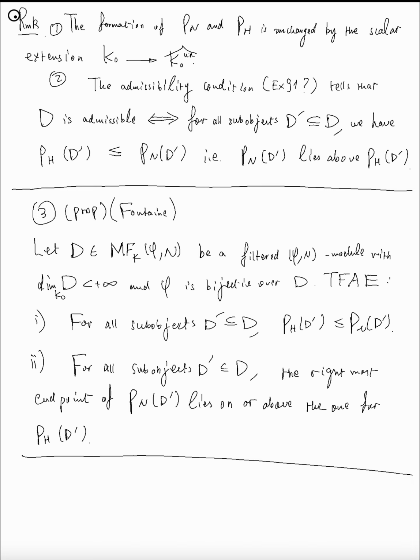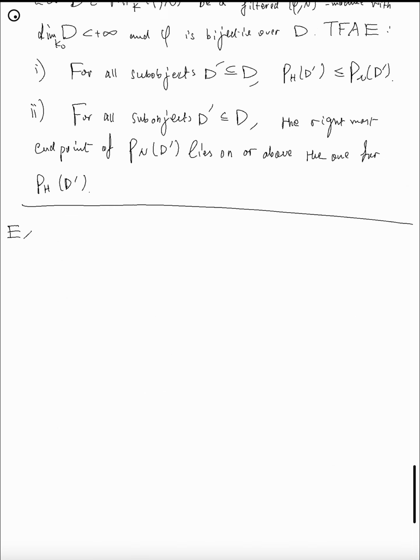Okay, we're going to do some exercise. Basically, we want to compute some examples or just describe some easy examples. The first example is to look at the trivial filtration. So the exercise asks you to compare these two polygons for this trivial filtration.